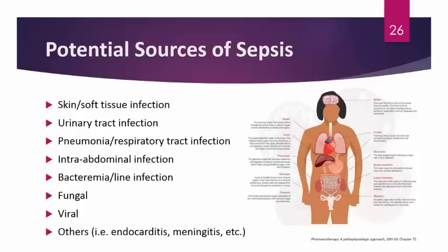So there are many different potential sources of sepsis and septic shock that are out there. So remember, sepsis has an underlying infection component. So things such as skin soft tissue infections, urinary tract infections, pneumonia, respiratory tract infections, intra-abdominal infections, bacteremias or line infections, fungal infections, viral infections, or potentially others can cause sepsis.